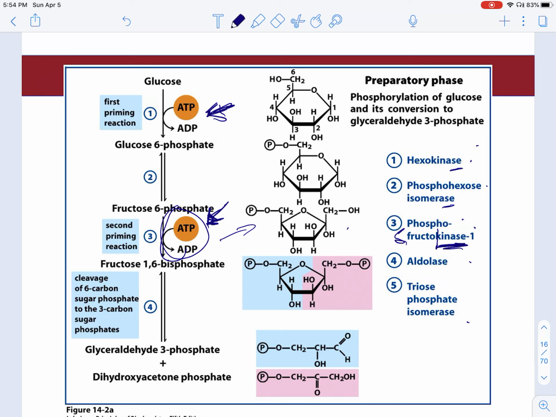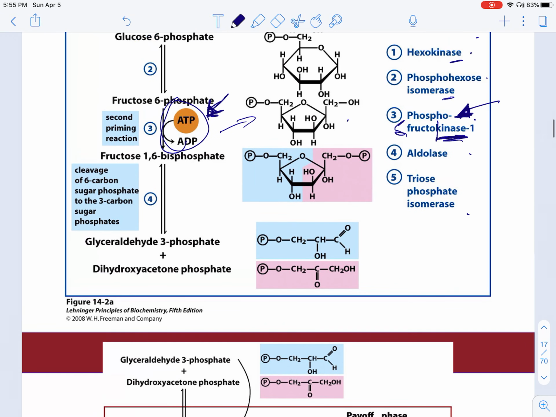And so this is a big decision point, and by inference, that means that this enzyme is going to be highly regulated. And you can imagine it will be positively regulated by indications that the cell is at work. So high levels of ADP, high levels of NAD plus, and it'll be negatively regulated by indications that the cell is at rest. So high levels of ATP, or high levels of NADH.